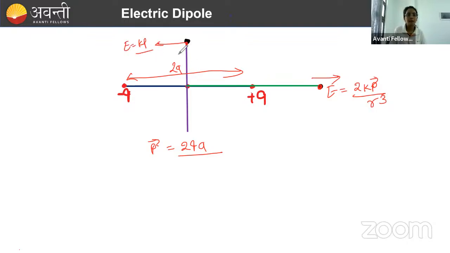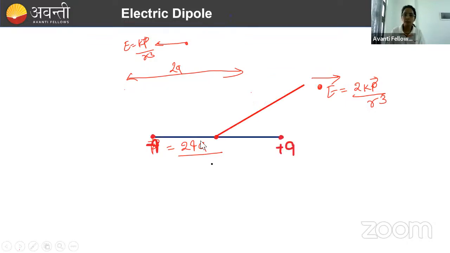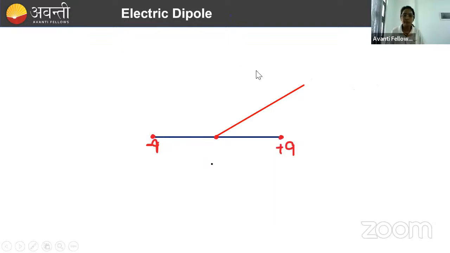Kp by rq, and its direction used to be opposite to the direction of the dipole. So this was the simple formula we have studied before as well. Now suppose we are given a dipole like this, and we have to find the electric field not at an axial point, not at an equatorial point, but at any other point. How will we do that?